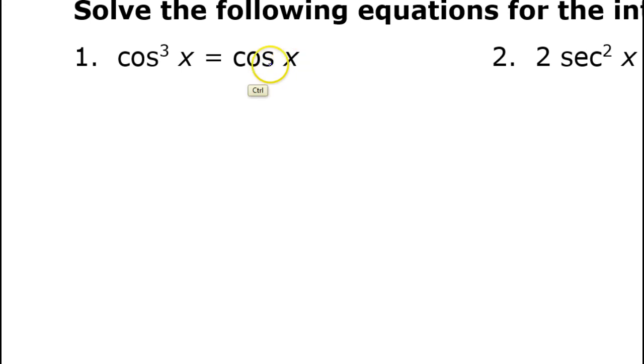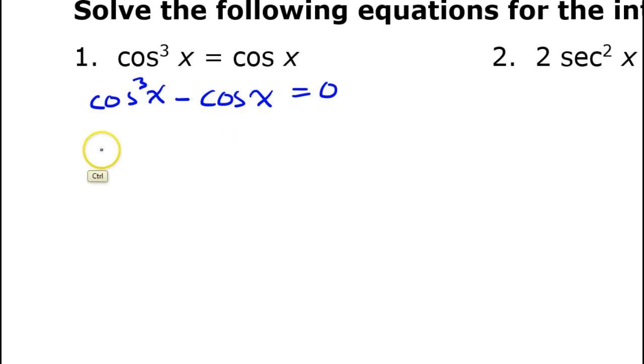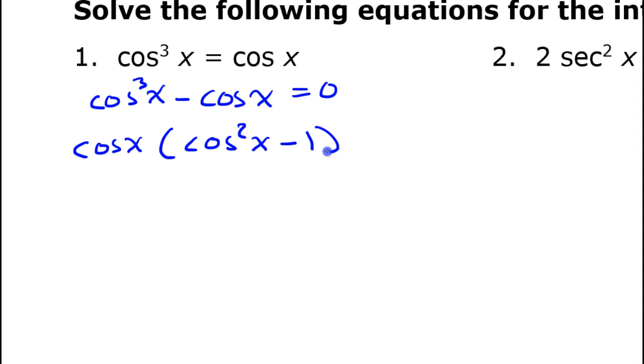Be careful to never divide by a trig function because indirectly you're dividing by 0. Instead, we are going to subtract cosine x from both sides. So that will give us cosine cubed x minus cosine x is equal to 0. Now we have a common factor here, a GCF. So let's take cosine x and pull that outside of parentheses. That will leave us with cosine squared x minus 1 is equal to 0.